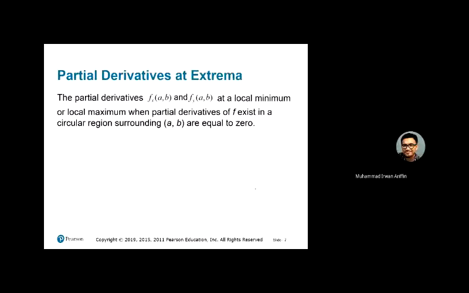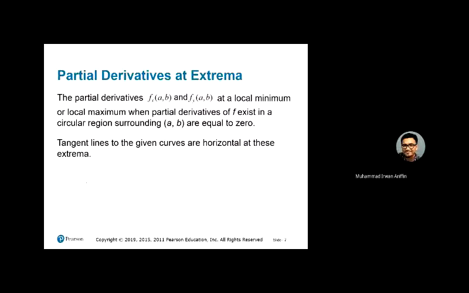Let's see how we can apply partial derivatives. The partial derivatives f sub x and f sub y, at a local minimum or local maximum, when these partial derivatives exist in a circular region surrounding a, b, are equal to 0. If the partial derivatives of f exist, then f sub x and f sub y at either a local minimum or local maximum are equal to 0.